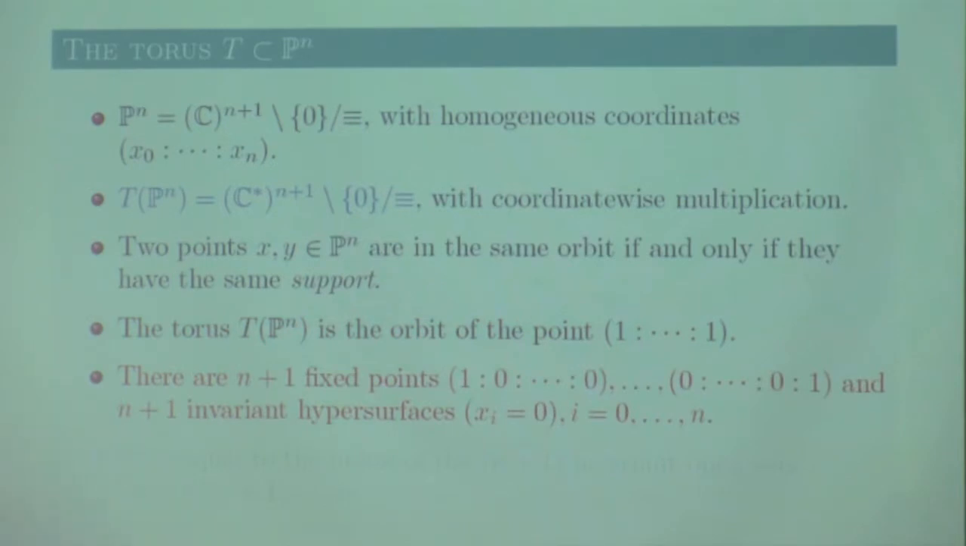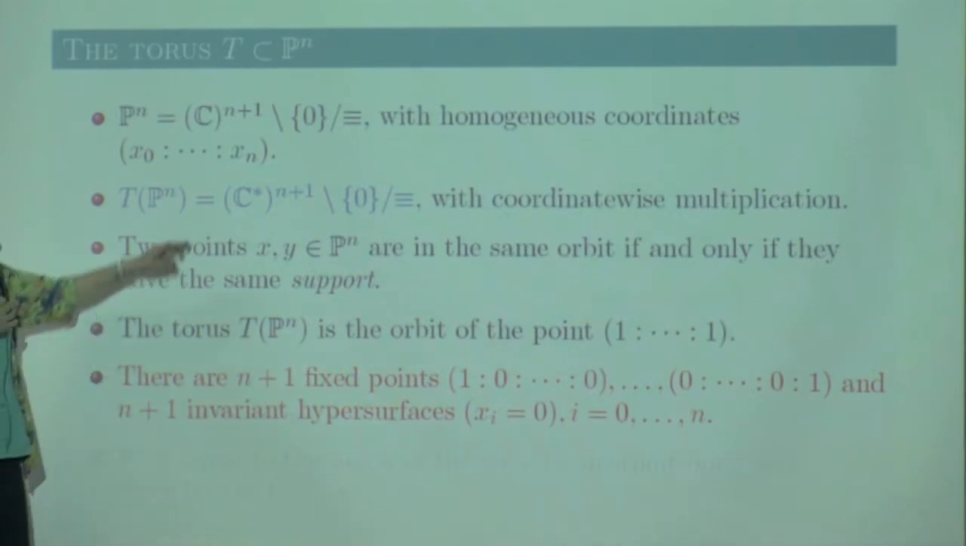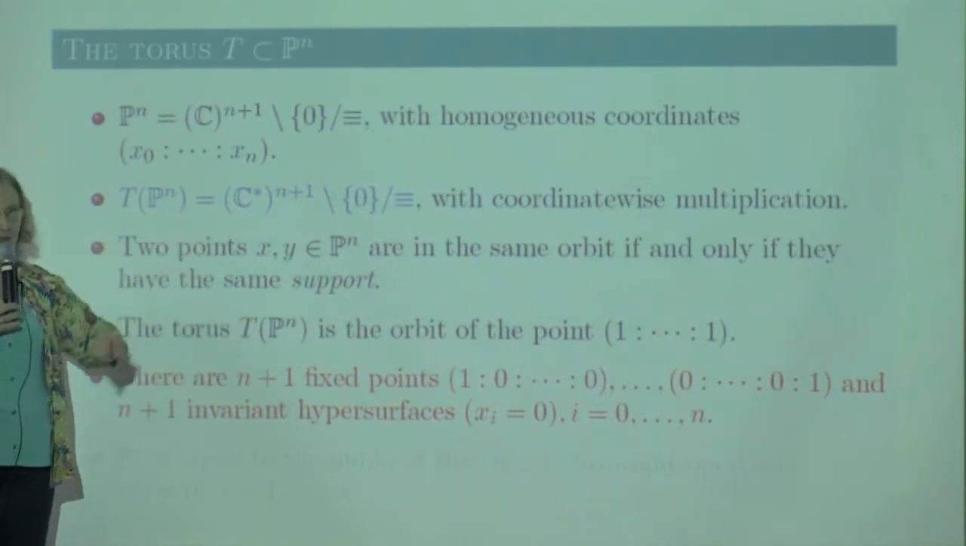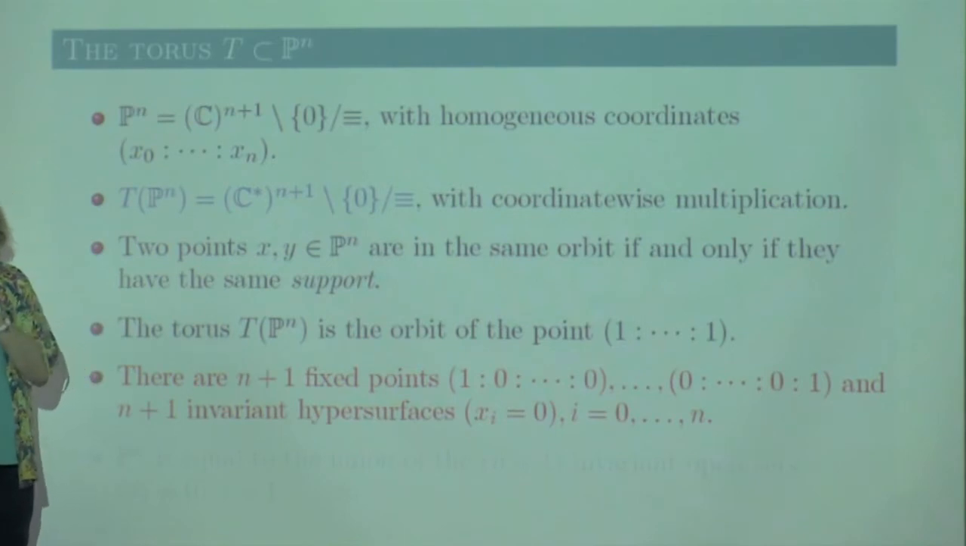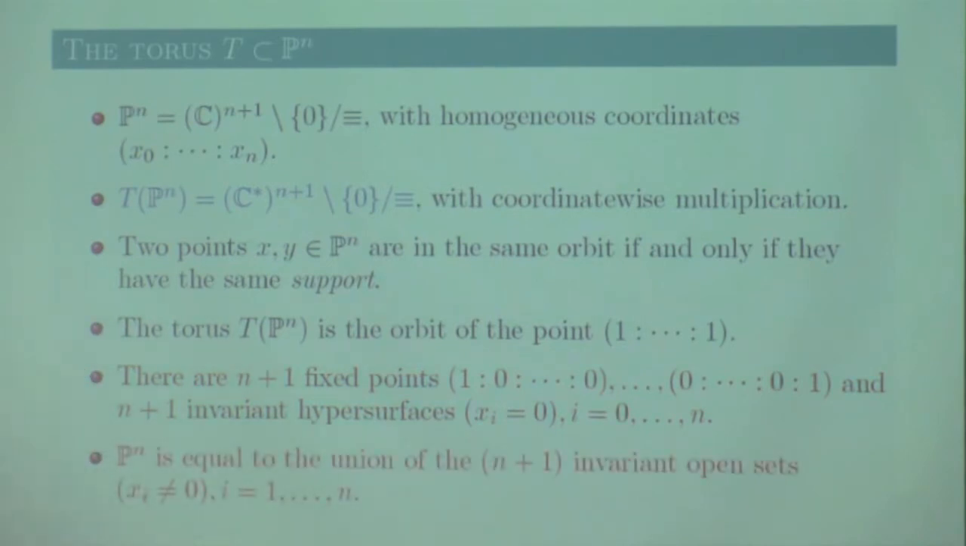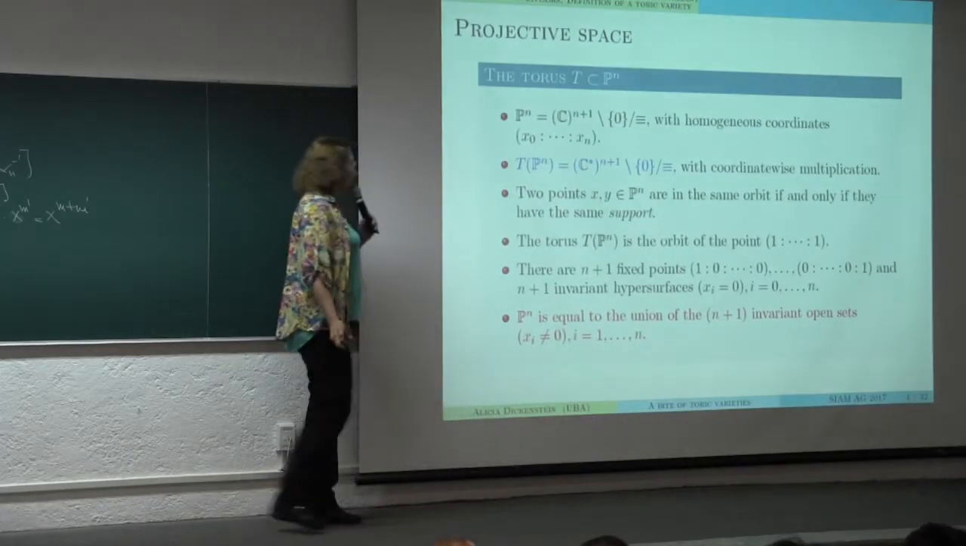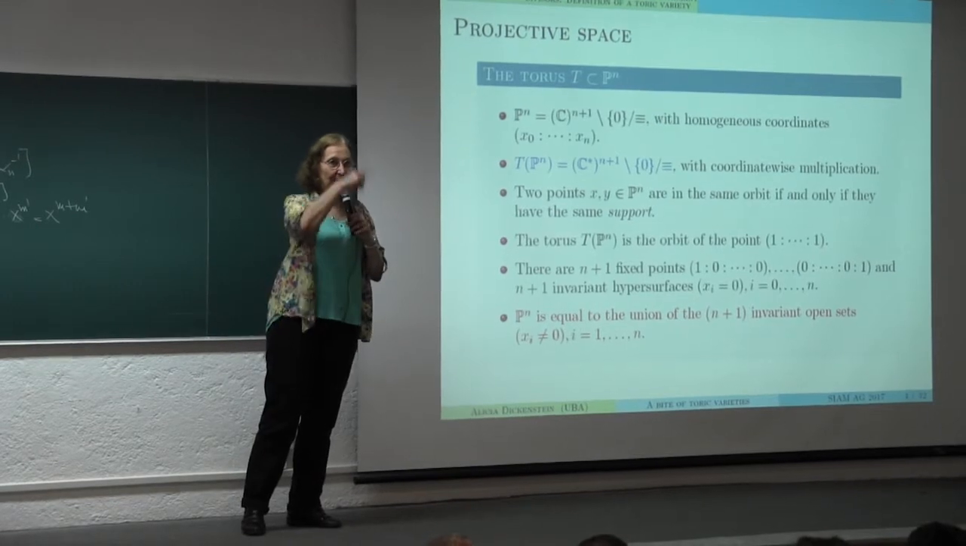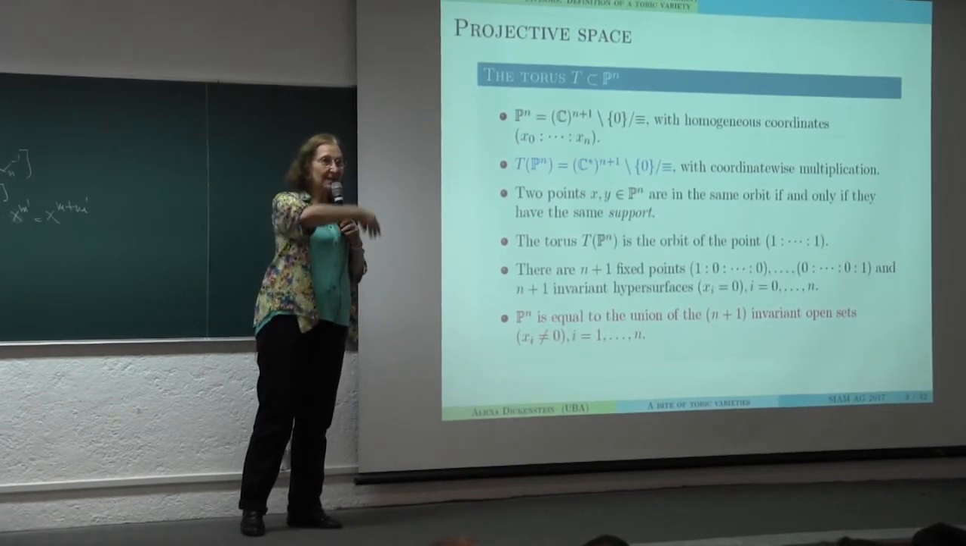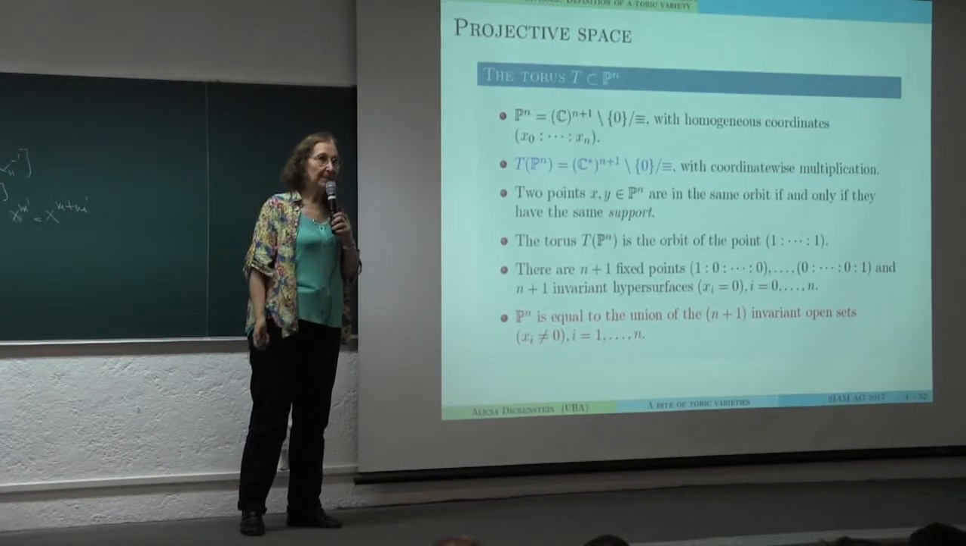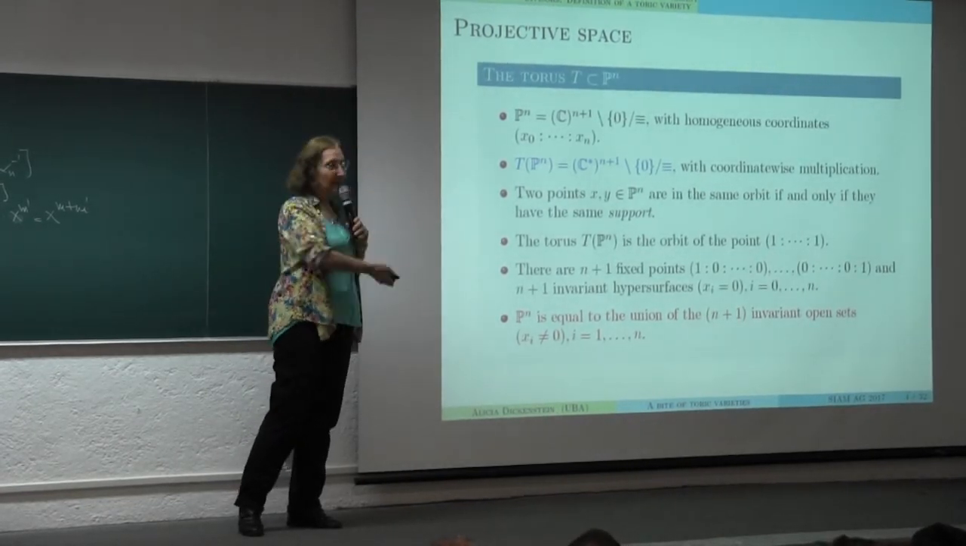And then in this action, there are n plus 1 fixed points, which are the points 1, 0, 0, 0, etc., the points which have a single non-zero coordinate. And there are n plus 1 hypersurfaces invariant by this action, which are the hypersurfaces xi equal to 0. And then we can see it, as I said, as a quotient, but also as the union of these open sets where we glue, as we all know. These open sets are also invariant by the action of the torus. So we will see that more or less this is going to be the general shape of a toric variety. We are going to generalize everything which is in this slide.